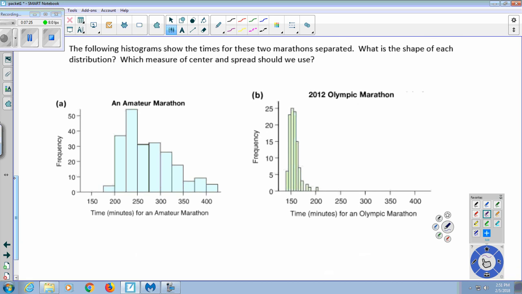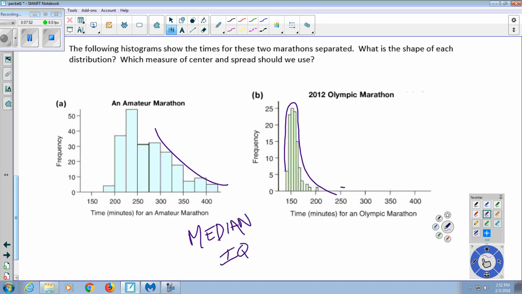So the following histograms show the two times for these marathons separated. What is the shape of each distribution, and which measure of center? Well, I'd say they both are slightly skewed to the right. They both have a little bit of a tail, like over here too. So I would definitely use median for center and IQR for spread.